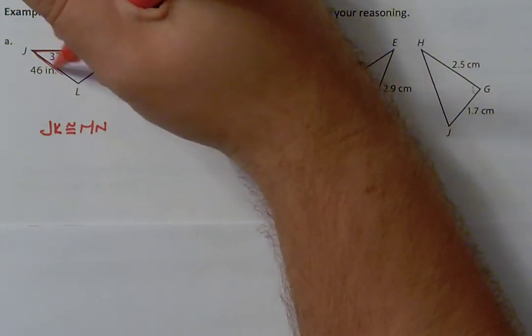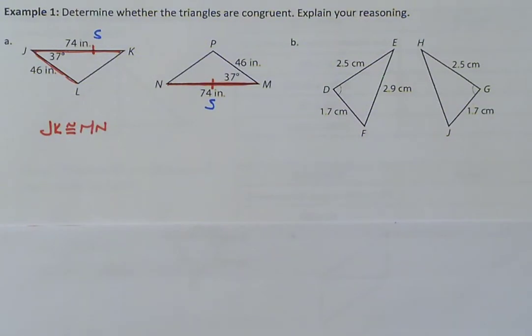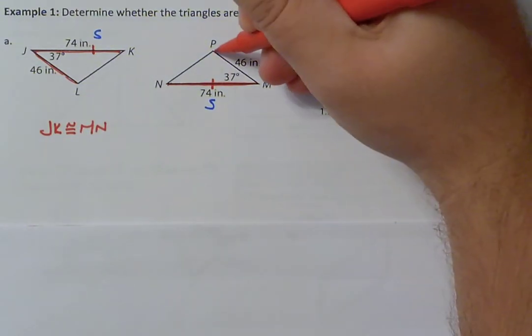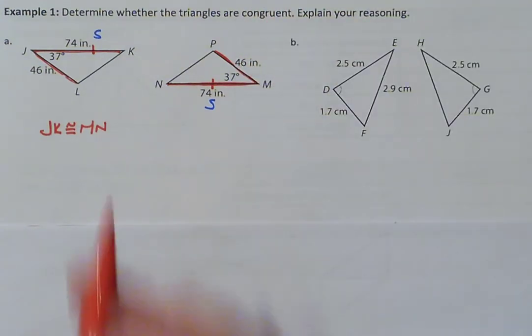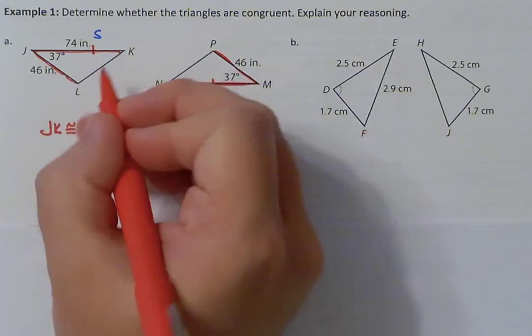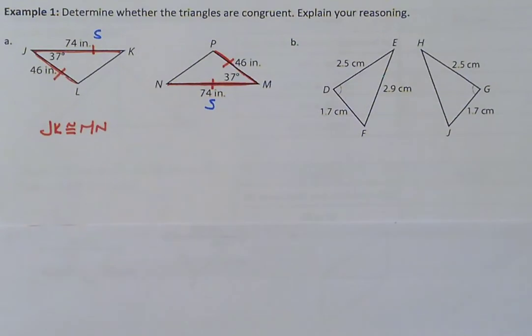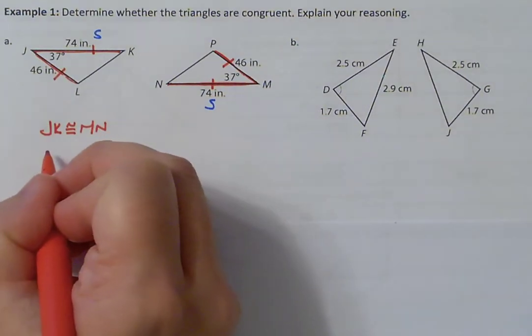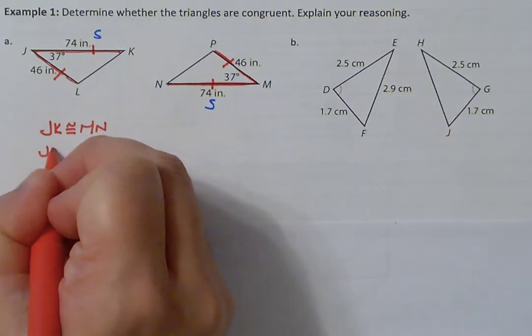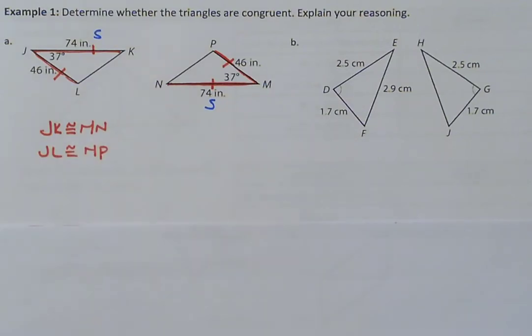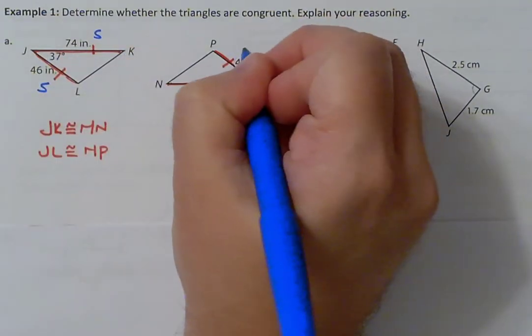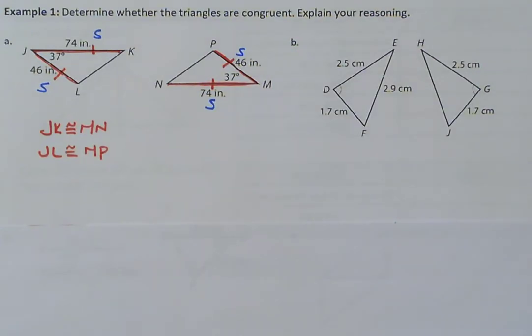Next, let's go ahead and look at another set of sides. So I know that JL is 46 inches, and I know that MP is also 46. So because these both are 46, that means that I can say these are congruent to each other. So I can say JL is congruent to MP. So I now have my two sides. Now we have to ask ourselves, is the angle in between those two sides congruent to each other?